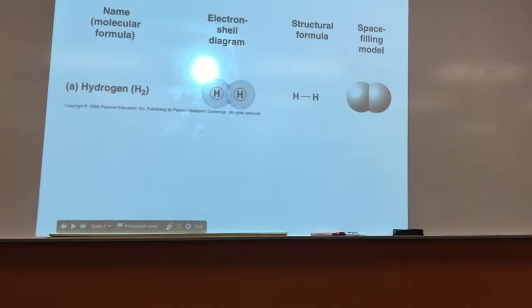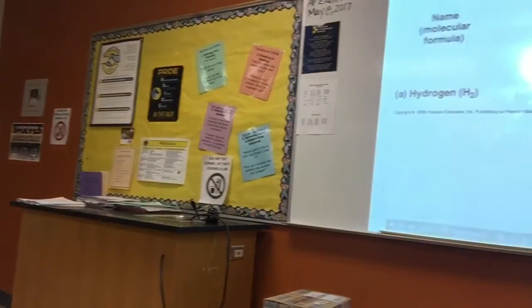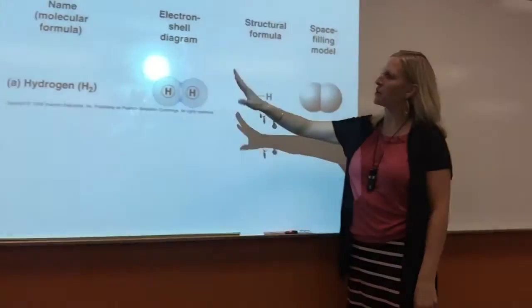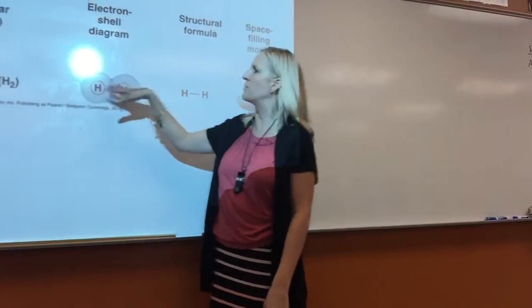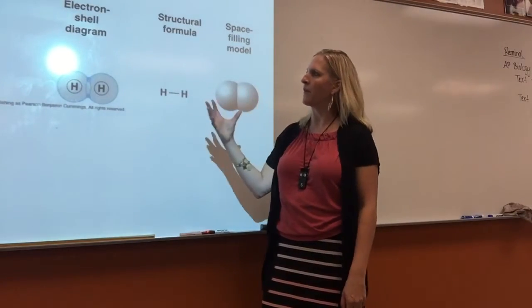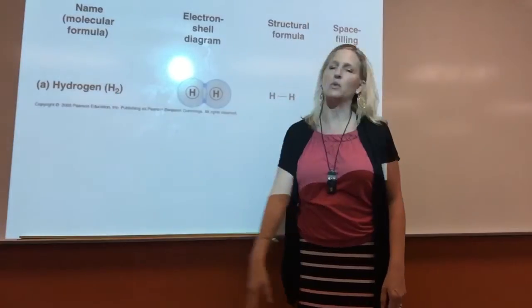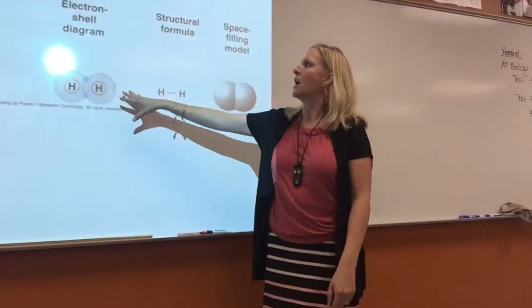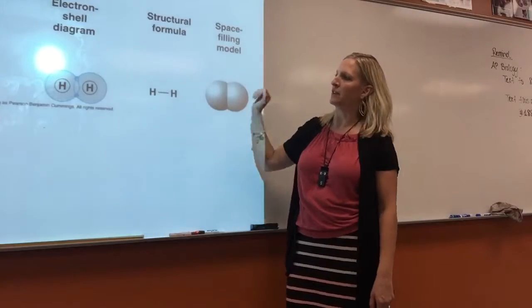So this first picture looks like this. And obviously, in the next two or three pictures, it's showing the same type of thing with different ways to show the same type of molecule. So this is the molecule name, and we write it shorthand H2. And then you have the electron shell diagram, structural, and space-filling model.